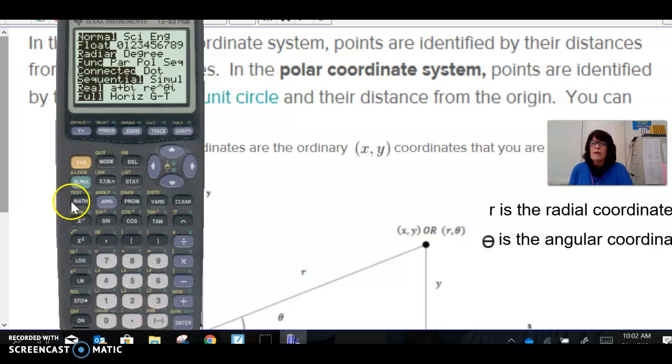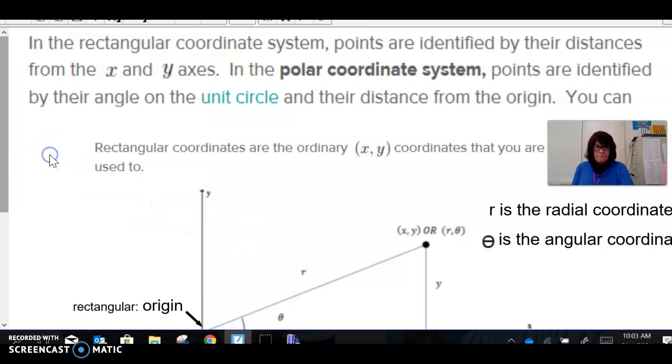If you go to mode, right here beside the yellow, we're used to going back and forth between radian and degrees. Up here is normal, what we're usually in, but we can be in scientific notation if we'd like. Down here, we're always in function mode, graphing functions, y equals blah, blah, blah. There's parametric mode and there's polar mode. And we're going to be doing a little bit of that today.